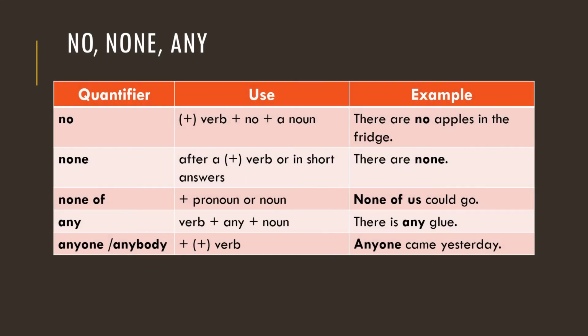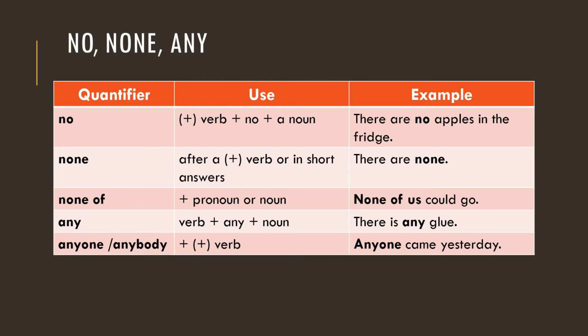Now let's see no, none, and any. We are going to see some examples of their usage. No is in the middle of the verb and a noun. There are no apples in the fridge. And it has a negative meaning, right? Nothing. Then we have none, normally used at the end of a sentence, but it's possible also to find it in another place, after a verb, and it's very common in short answers. There are none. So, how many apples do we have in the fridge? No, none, or there are none, right?